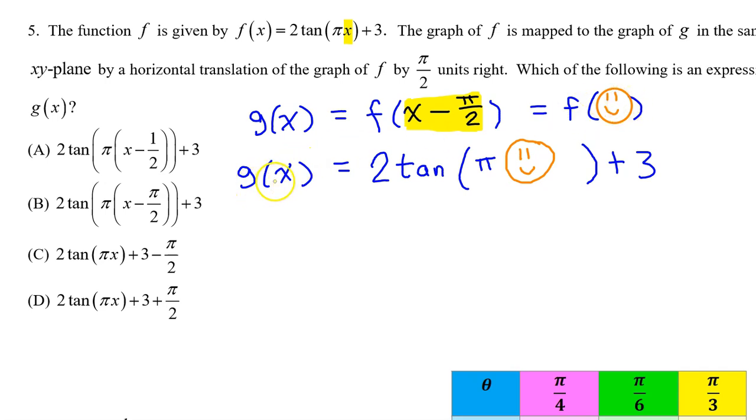So we know that g of x is equal to f at smiley face. And we know that f at smiley face means plug in smiley face for x right here. So that gives 2 tangent pi smiley face plus 3. But smiley face is actually x minus pi over 2. So g of x is equal to this expression, and the answer is B.